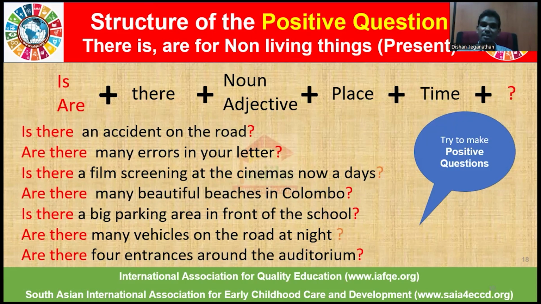The third one, is there a film screening at the cinemas nowadays? Are there many beautiful beaches in Colombo? Is there a big parking area in front of the school? Are there many vehicles on the road at night? Are there 4 entrances around the auditorium? So again, these nouns are non-living. Examples, accident, errors, film, beaches, parking area, vehicles, entrance. So since these are non-living things, the examples have been given here.